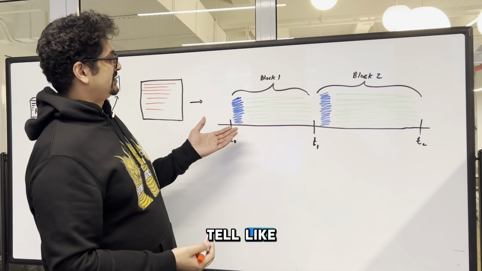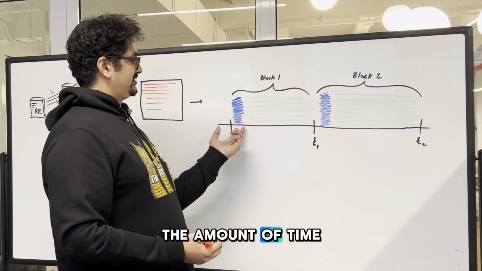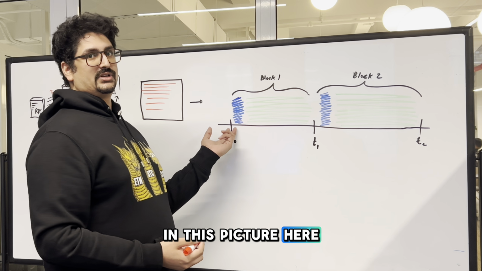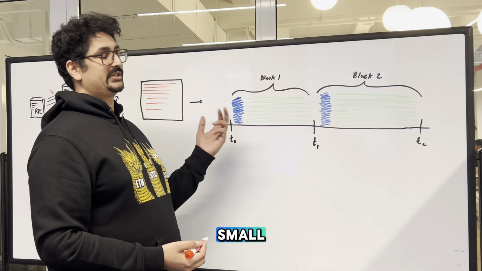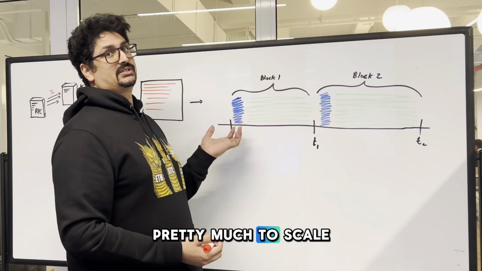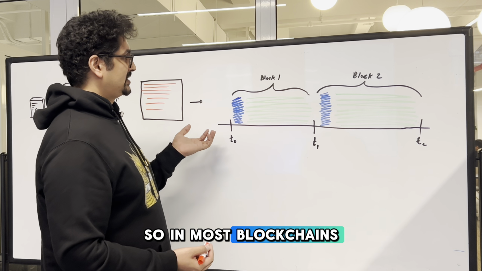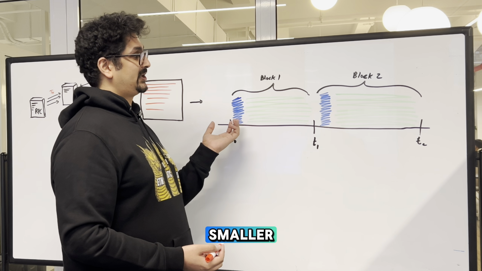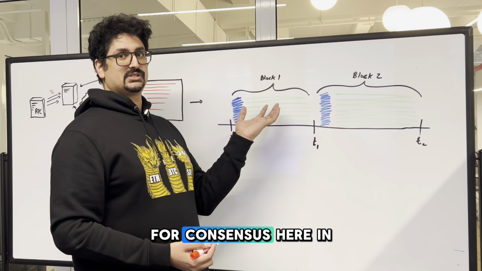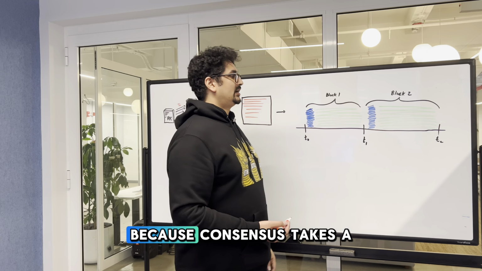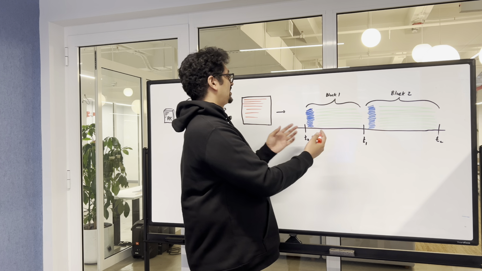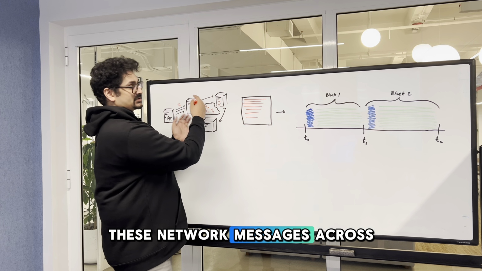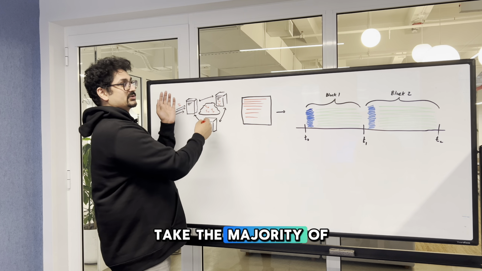And as you can tell, the amount of time in this picture for execution is relatively small, and that's actually drawn pretty much to scale. So in most blockchains today, the time budget for execution is actually much smaller than the time budget for consensus here in green, because consensus takes a lot more time. These network messages across take the majority of time to actually add it to the blockchain.